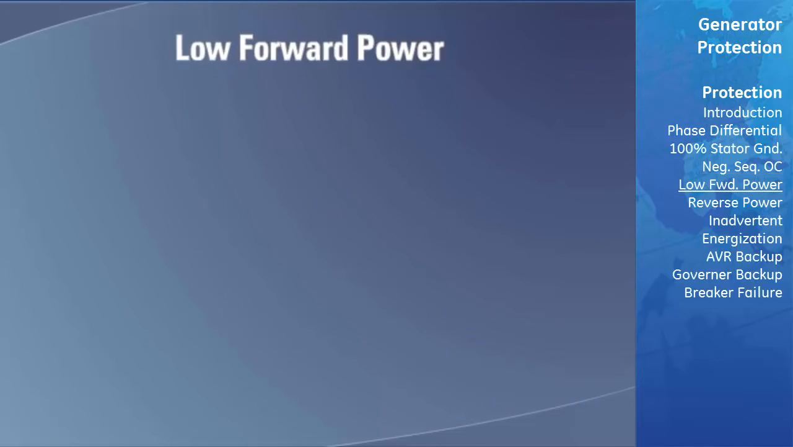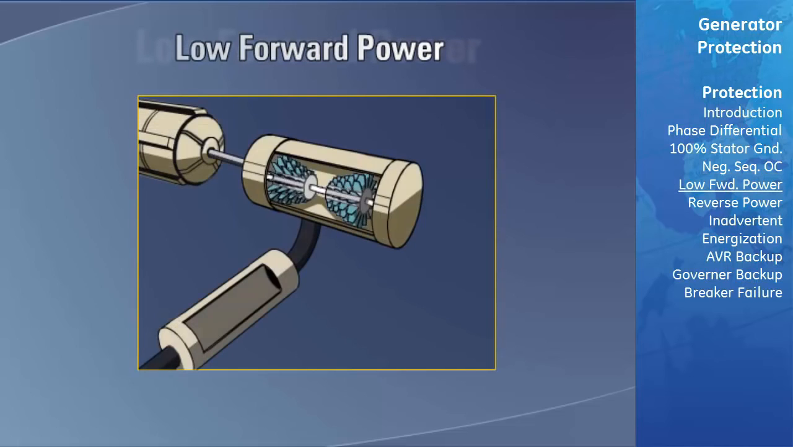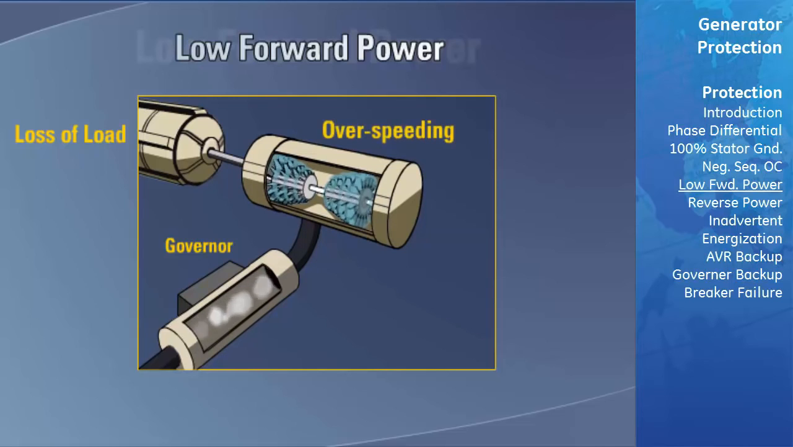Low forward power protection is the next primary generator protective element we will discuss. While the governor should control overspeeding, for some generators, low forward power protection may be required to protect the prime mover in overspeed conditions. Under normal conditions, there is a balance between the generated power and the load. When the load is removed, this balance is interrupted and the generator will start to speed up. This can lead to the prime mover accelerating to unsafe speeds. This is known as overspeeding.